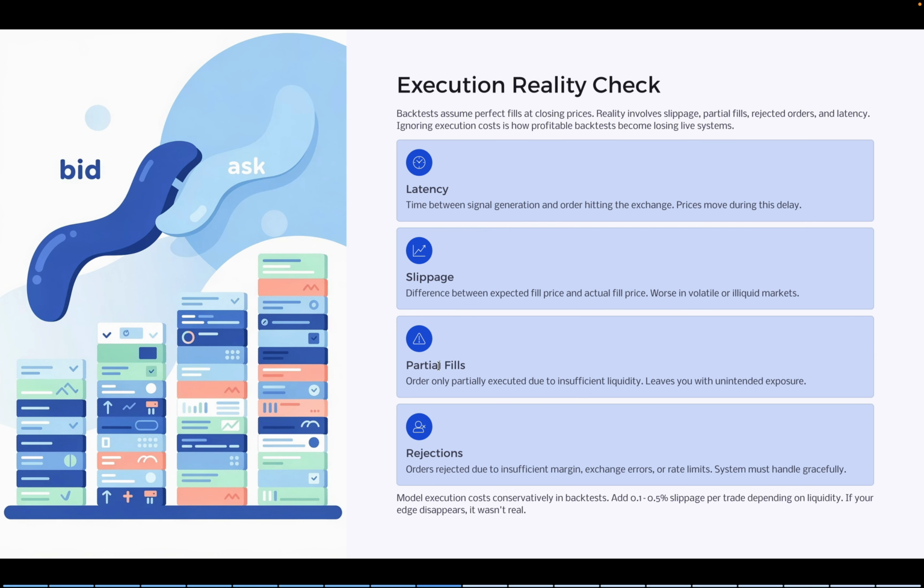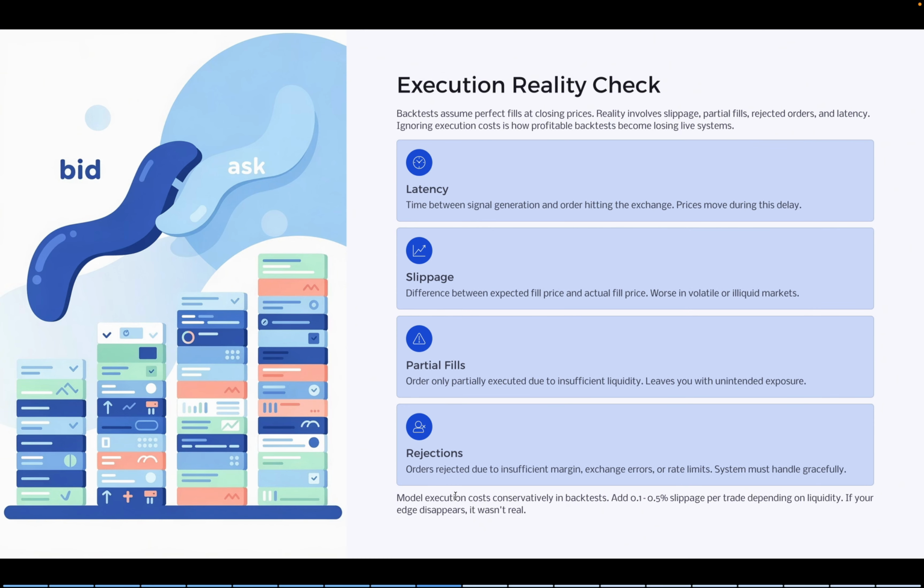And then there are partial fills, where an order is only partially executed due to insufficient liquidity, which leaves you with unintended exposure. And there are edge rejections, where orders are rejected due to insufficient margin, exchange errors, or rate limits. The system must handle these things gracefully. That's why you need to have if and else conditions in your code, or try and except, right?